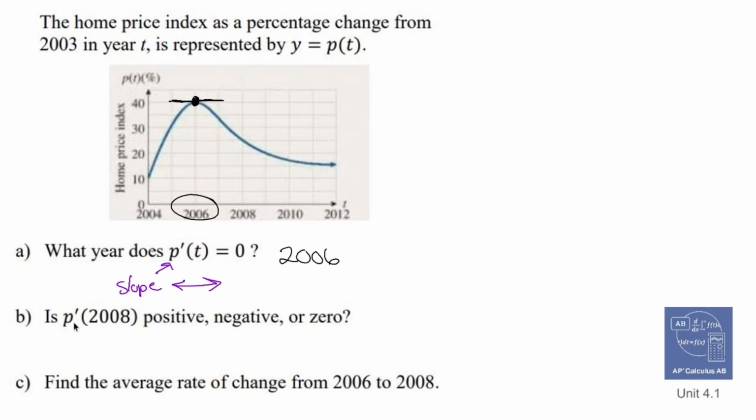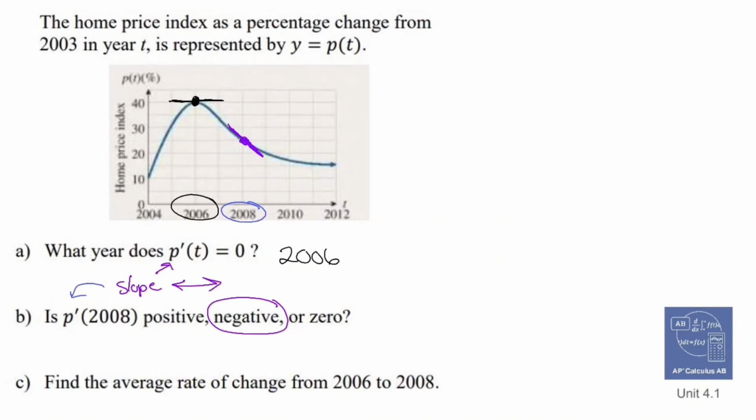Similar question: is p prime, so again the slope, at 2008 positive, negative, or 0? I'm pretending I'm on my skateboard, and at 2008 I am going down this hill. So at that moment I have a negative slope, because my slope is going down and to the right. Now part C is asking us to find the average rate of change from 2006 to 2008.